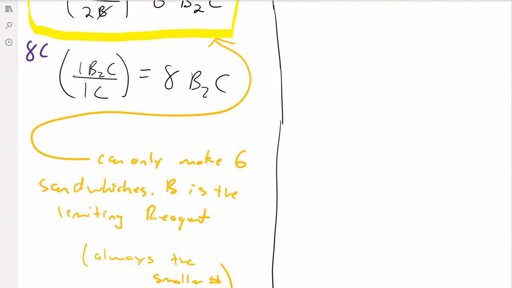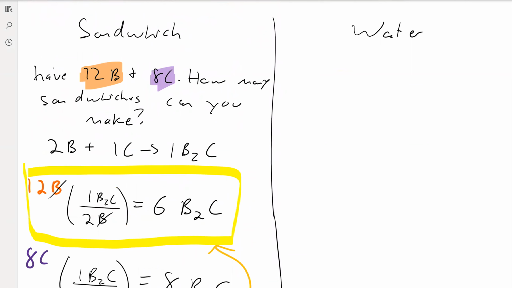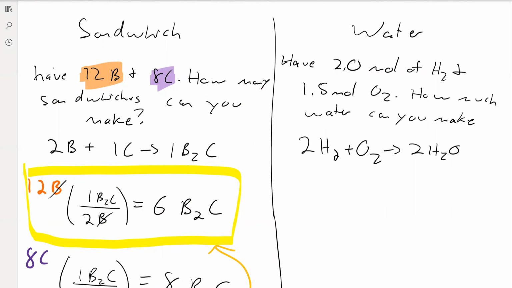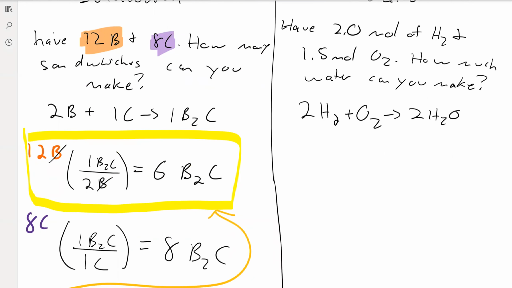And just like we can do it with the sandwich analogy, we can do it with our water analogy. So remember, we combine 2 H2s plus an O2 to get 2 H2Os. So if we have 2.0 moles of H2 and 1.5 moles of O2, how much water can we make? And we'll follow the same process that we did for the sandwiches. We'll take a look at each reagent individually, see which one gives us the lower yield, and then that's our limiting reagent and our theoretical yield.